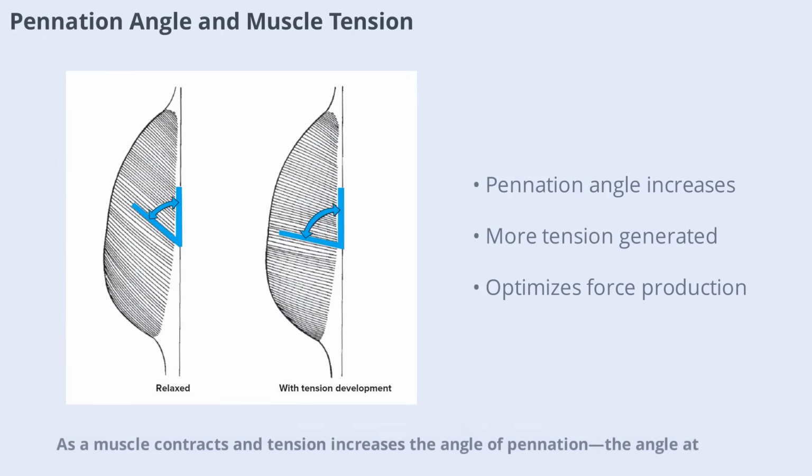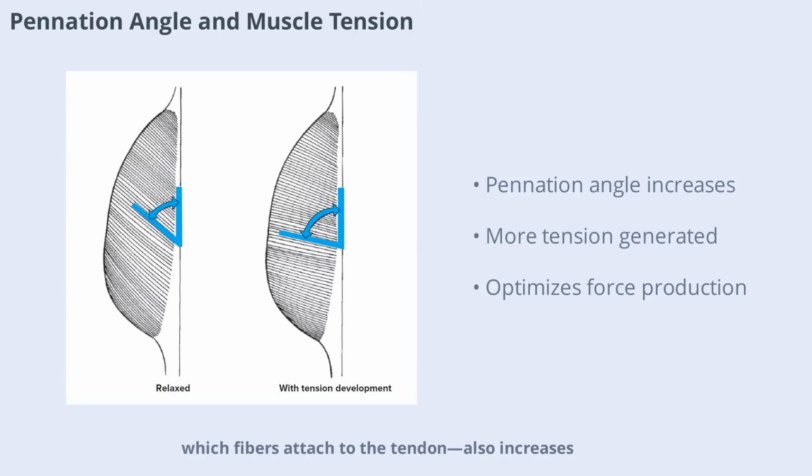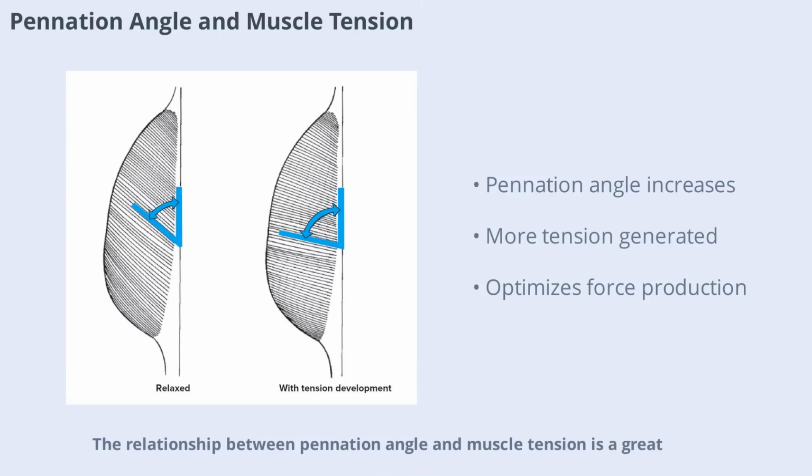As a muscle contracts and tension increases, the angle of pennation, the angle at which fibers attach to the tendon, also increases. This change allows the muscle to generate more force, even though the fibers themselves may shorten less. The relationship between pennation angle and muscle tension is a great example of how muscle structure is closely linked to its function, optimizing force production for different types of movement.